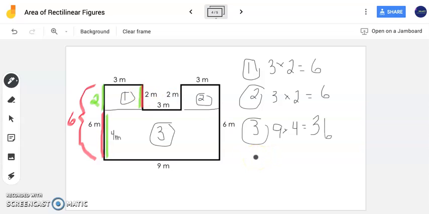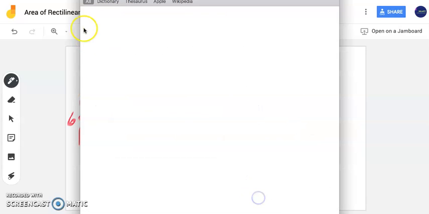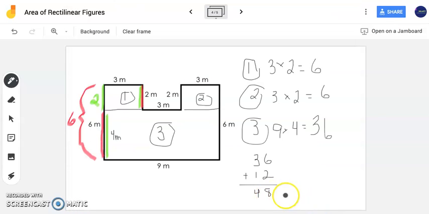Now I found the area of all 3 rectangles that create this figure. My next step is to add everything together. So I have 36 and I see that I have 6 plus 6, which we know is 12. So I'm going to write 36 plus 12, which now I have 48 square meters. So now my total here is simply 48 square meters.